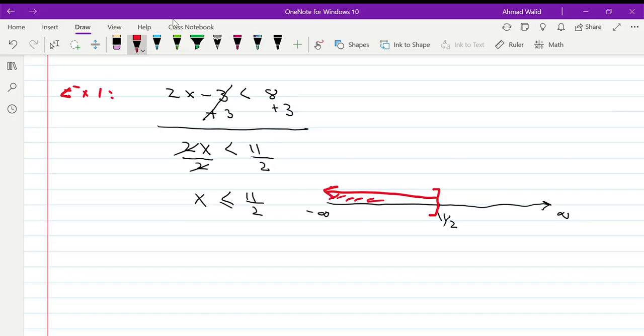Now, how to write your final answer in interval notation? Parentheses, negative infinity, comma, 11 over 2. Actually, you see, I'm just copying this bracket. I'm copying my number line.